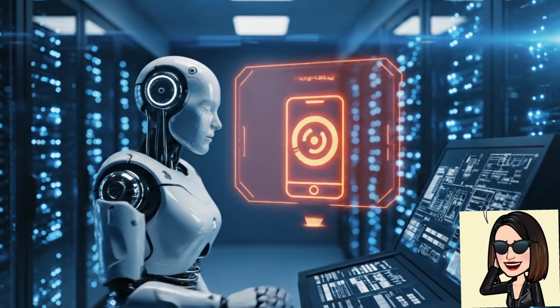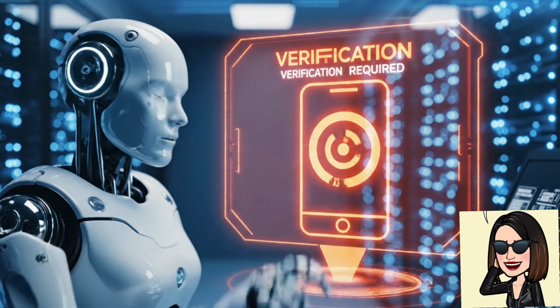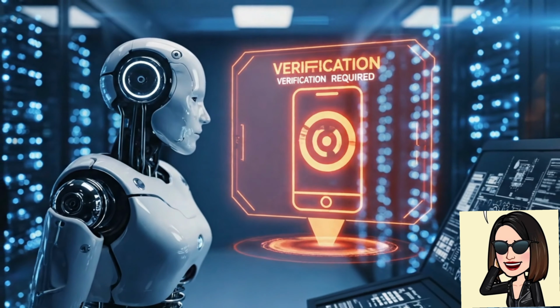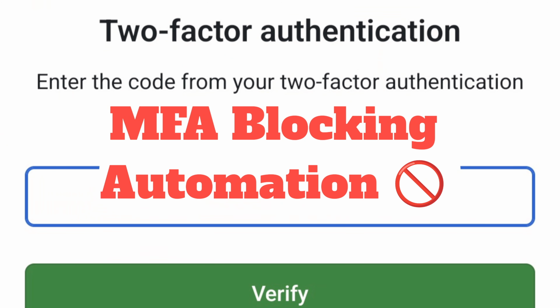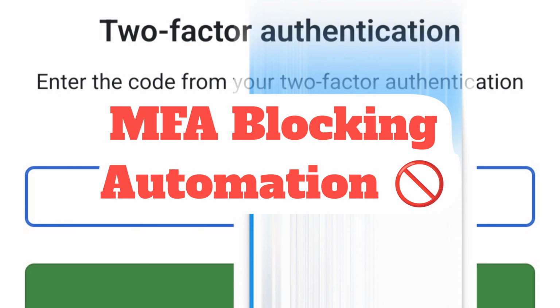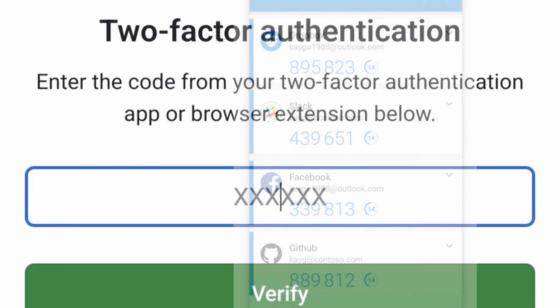If you're still checking your phone to get your Playwright test past an MFA screen, you aren't really automating. To build a truly hands-off pipeline, you need to handle OTPs through code. And in this video, I'm going to show you exactly how to do that so your tests never hang again.